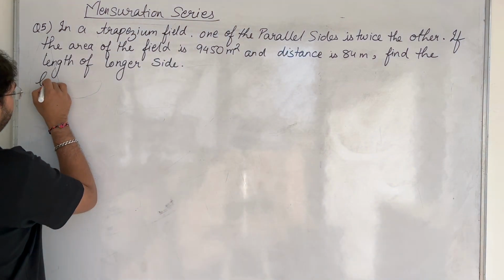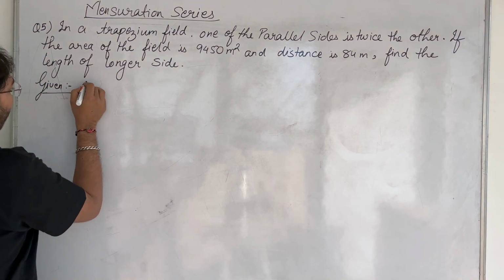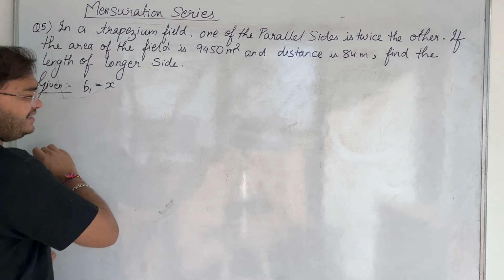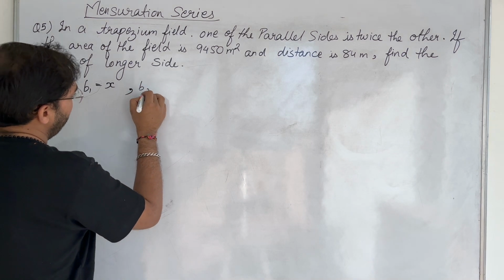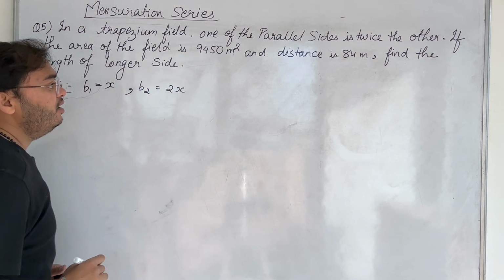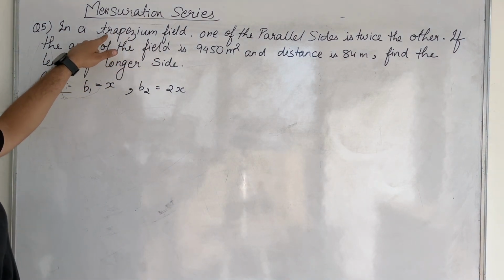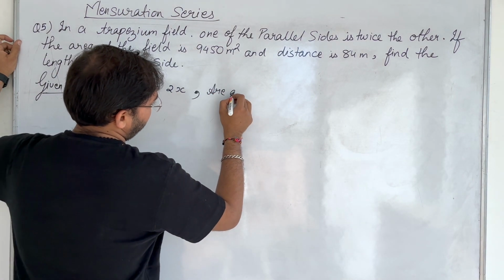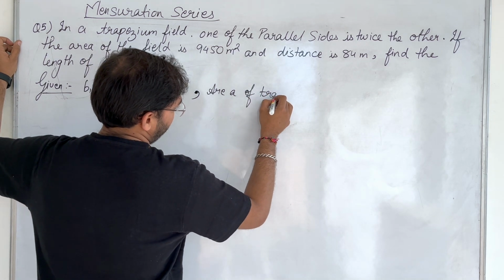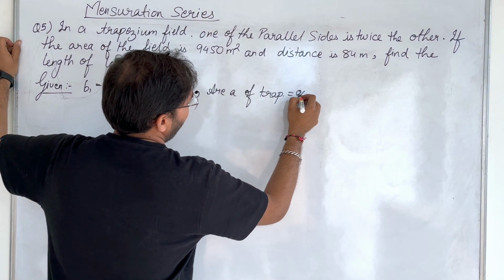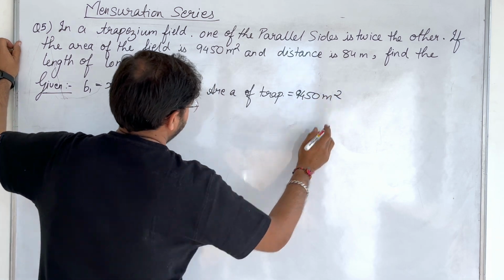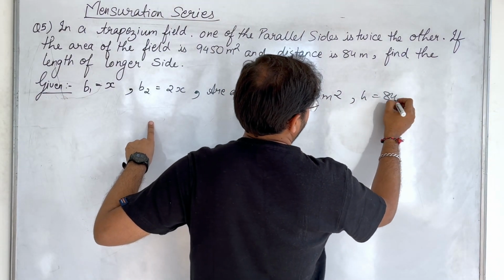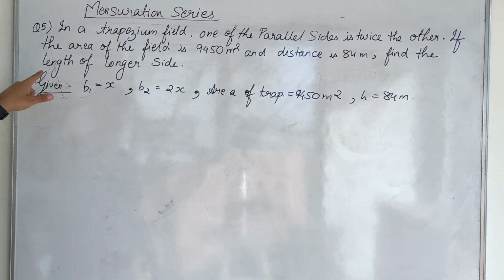That means from the given data, we don't know base 1. The parallel sides mean B1 and B2. We will take B1 as x, and B2, which is twice, that means 2x. Moreover, the shape of the field is a trapezium, and the area of the trapezium is 9450 meters square, and the distance between them, that is the height, is 84 meter, and we need to find the length of the longer side.